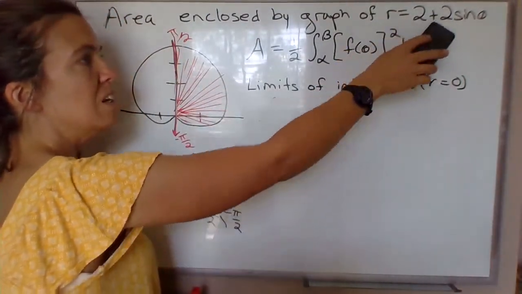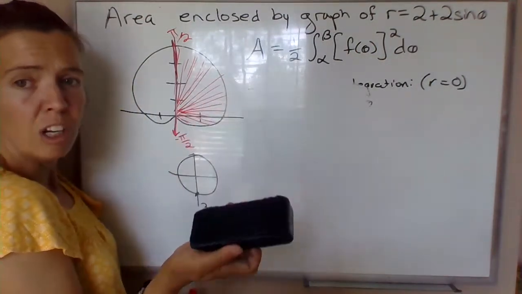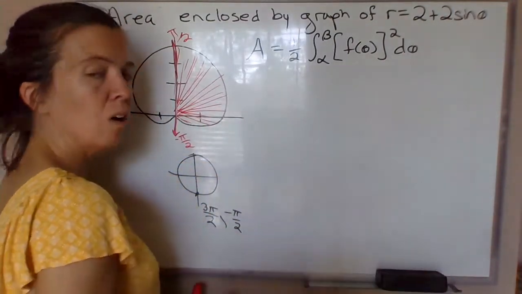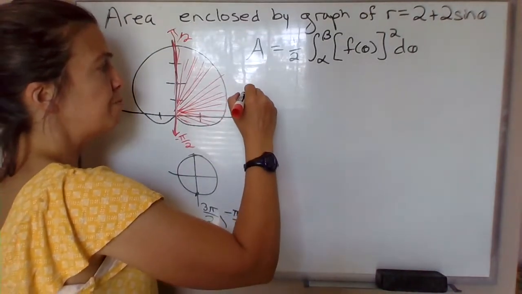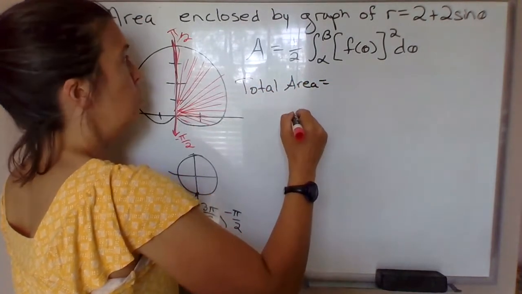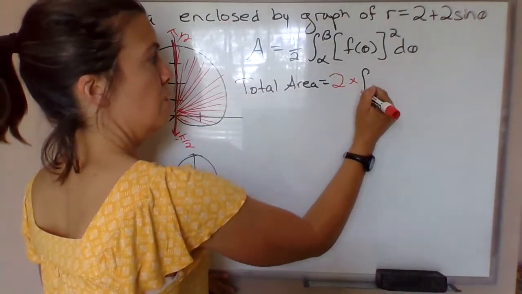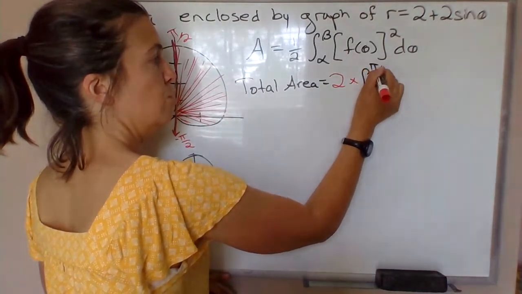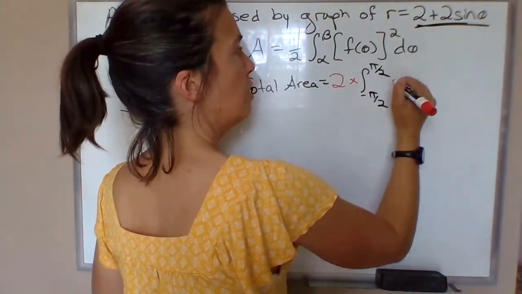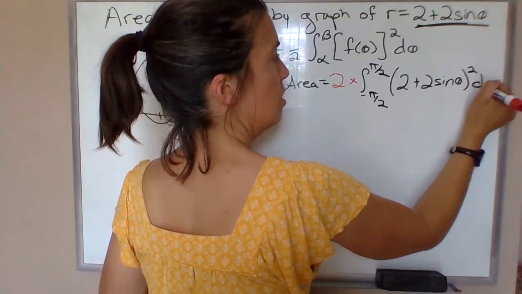But it starts from setting your expression for r equal to 0. That just gives you an angle to work from. And then also use the graph, which I will provide on the final exam. You'll be able to look at the graph and reason what your limits of integration should be based on that. So to get the total area enclosed here, we should do 2 times this integral from -pi over 2 to pi over 2 of your f of theta, which is this function right here, 2 plus 2 sine theta squared, d theta.